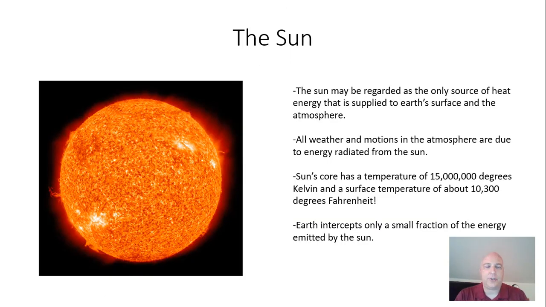We'll first start this training video off with a little bit of background information on the Sun. The Sun may be regarded as the only source of heat energy that is supplied to Earth's surface as well as the atmosphere. Now, all weather and the motions in the atmosphere are due to this energy radiated from the Sun. The Sun's core has a temperature of a blazing 15 million degrees Kelvin and a surface temperature of about 10,300 degrees Fahrenheit. So it's super hot, of course, the Sun. Now the Earth intercepts only a small fraction of this energy emitted by the Sun. Although it's very small, it's also very important as far as our temperatures.